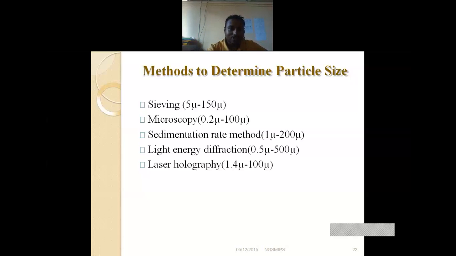So that is the range. Within that range, you can always use that particle size determination method. You can use microscopy for 0.2 micron to 100 micron, but in the case of the sieving method, you cannot use it for particles of 0.2 micron size. You cannot use the sieving method. Right.